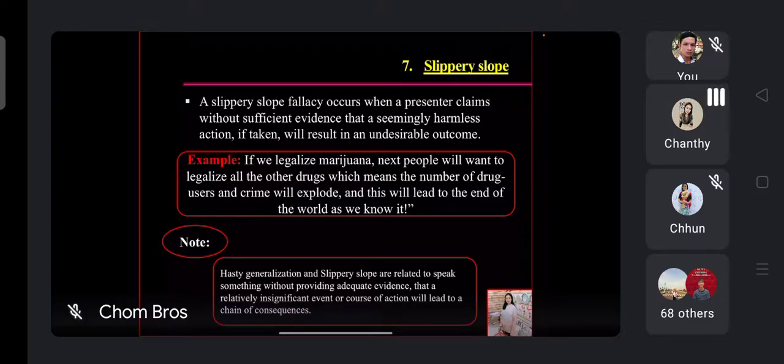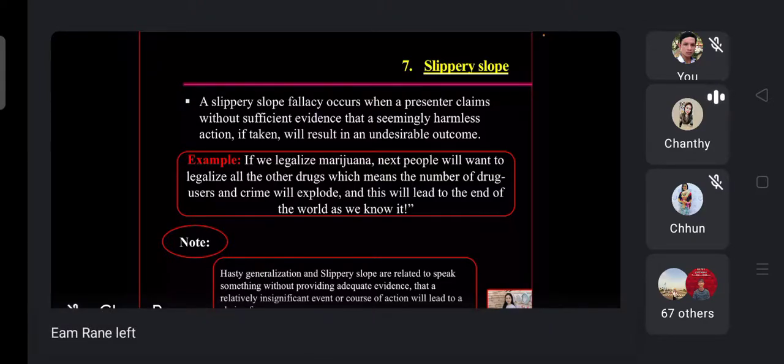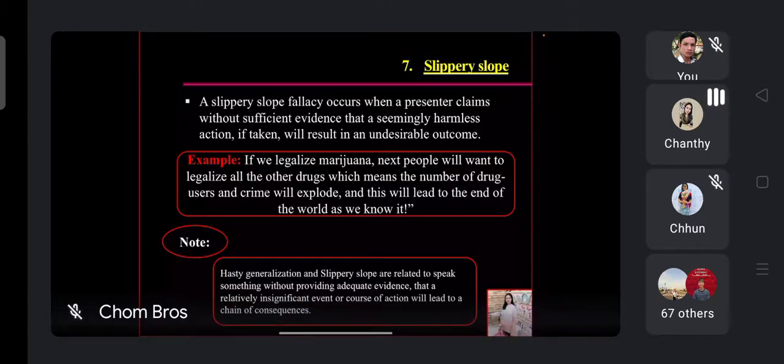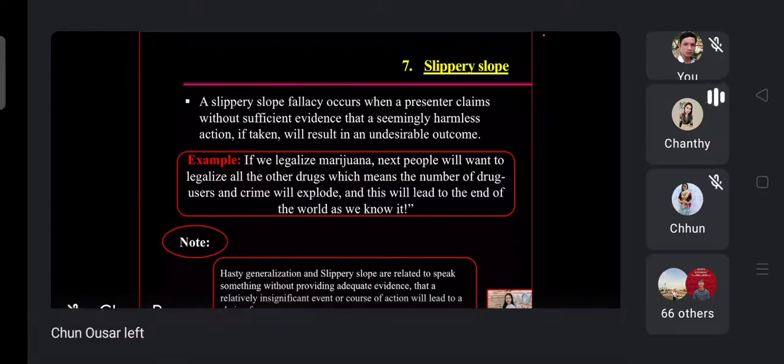For example, if we legalize marijuana, next people will want to legalize all the other drugs, which means the number of drug users will explode, and this will lead to the end of the world as we know it. So it is a fact that there is not enough evidence and clear evidence. If we put it into practice, it will lead to bad results for society.